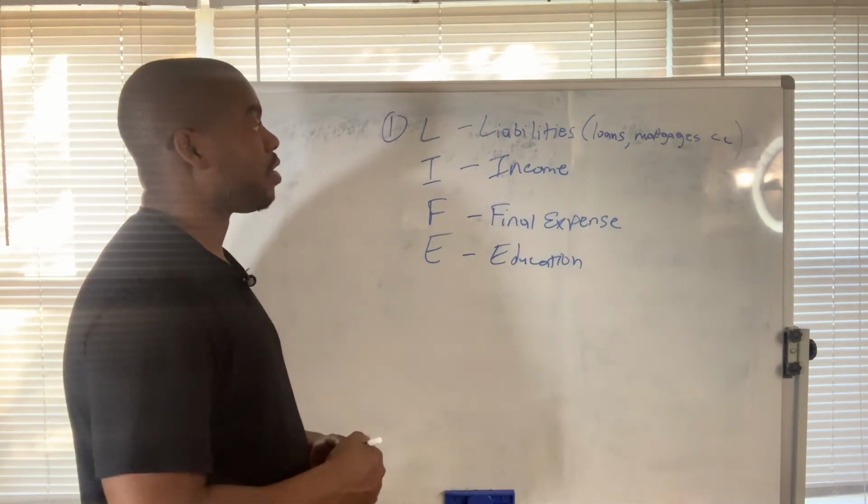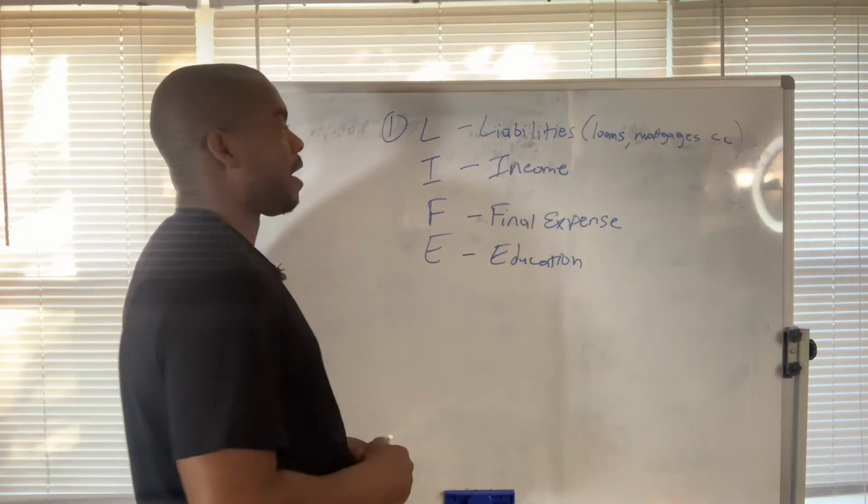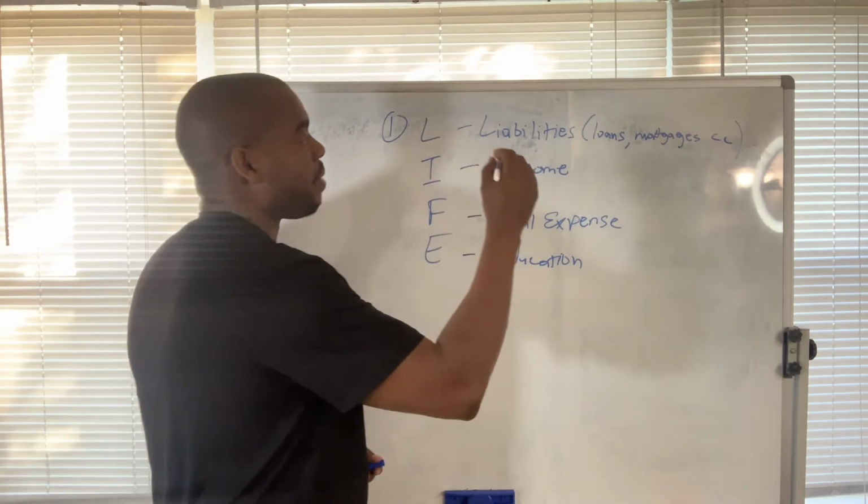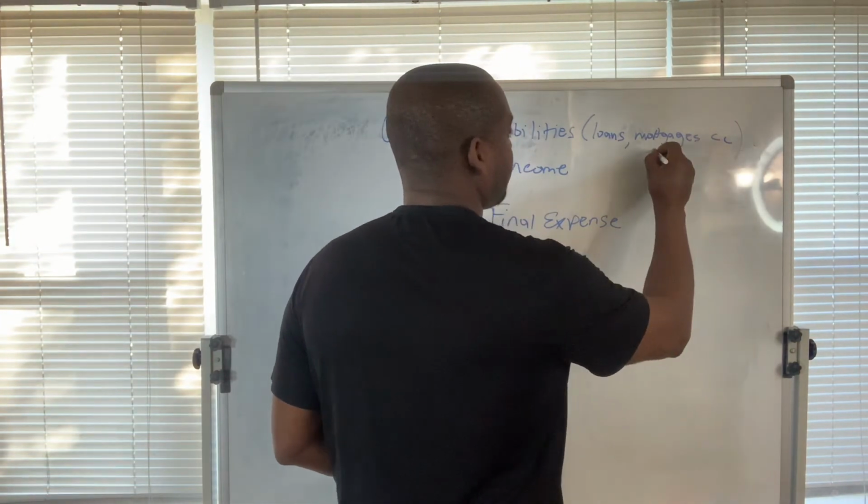So what does that look like? Let's just add that up. Let's say all your liabilities, let's say it's 500K.